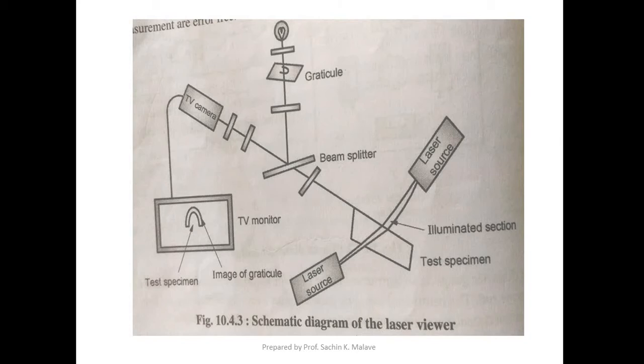Then there is one more application, that is a laser viewer for product profile check. This is the laser viewer for the product profile check. As you can see, this is the schematic diagram of the laser viewer. In this laser viewer, a laser beam can be used to check the profile of complex parts. Laser is not only used to check the linear dimension, it can be used to check the profiles of complex parts like turbine blades.